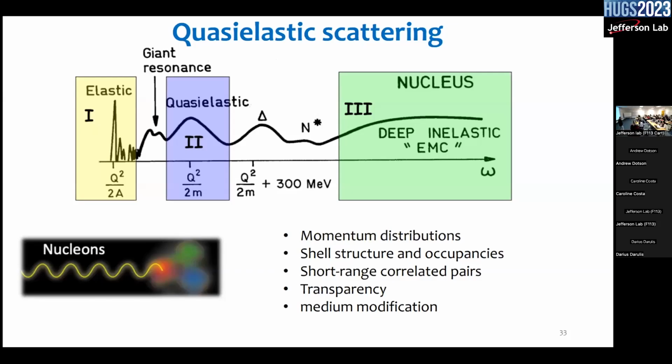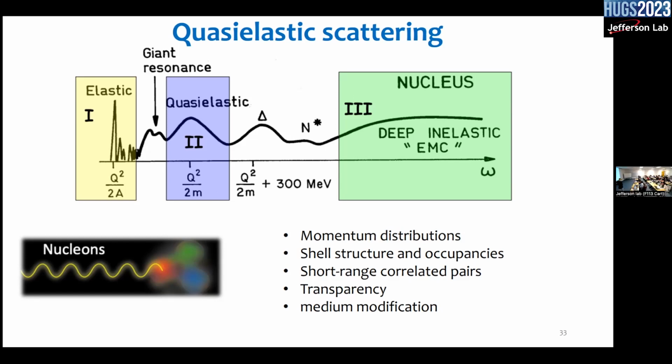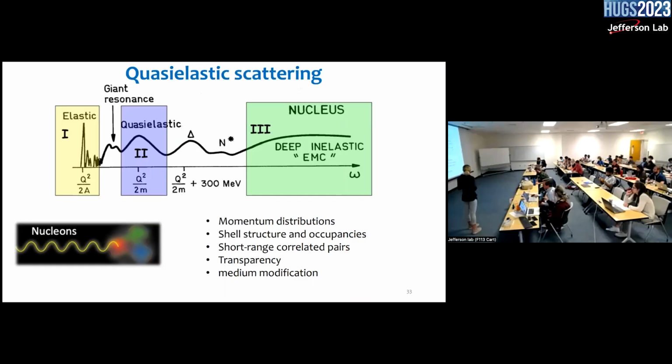So this will be the second part of the lecture. Here we'll talk about quasi-elastic scattering and what we learned from that. We start to resolve what's in the nucleus, we start to resolve the nucleons, so we can resolve momentum distributions. We come up with a model to describe the nucleons in a nucleus in terms of the shell structure, and we can measure their occupancies.